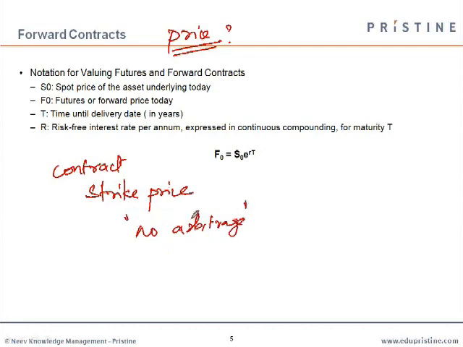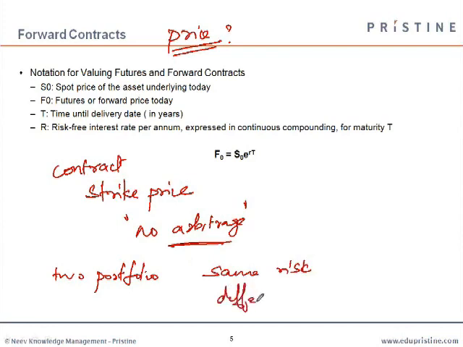I know we are learning a lot of jargon today, but that's the good part about learning finance, right? You tend to use a lot of jargon. So what do you mean by arbitrage to begin with? What is arbitrage? Arbitrage primarily means that two assets or two portfolios of the same risk are trading at different prices.